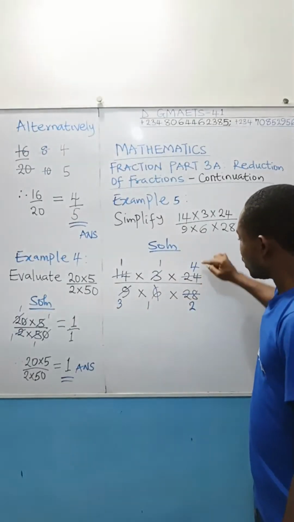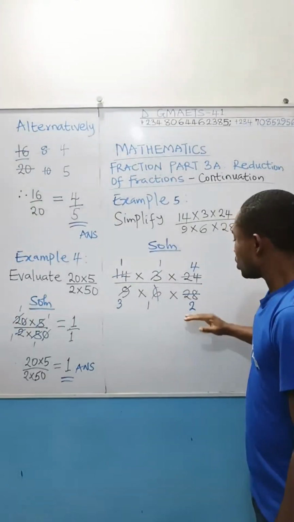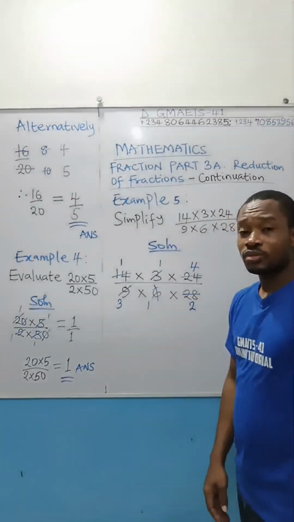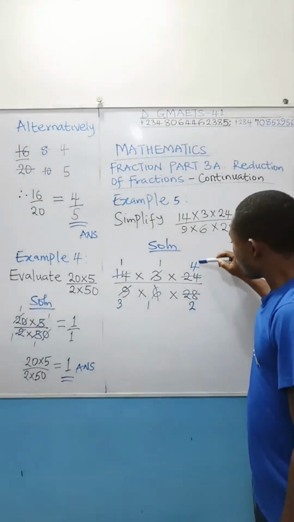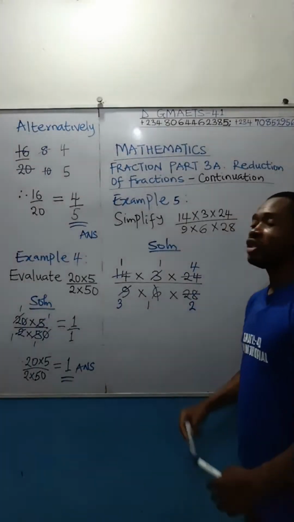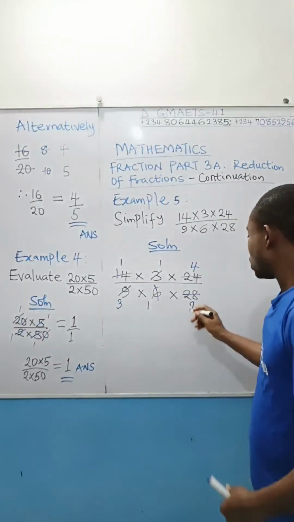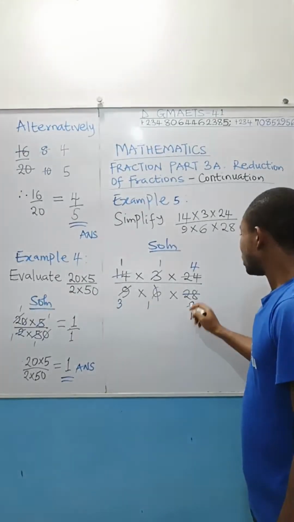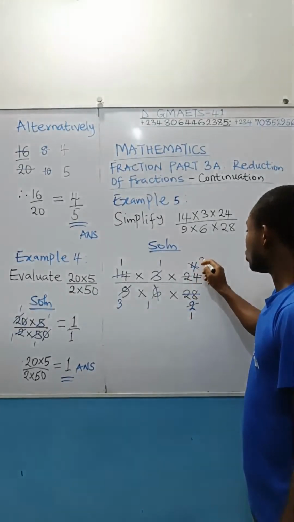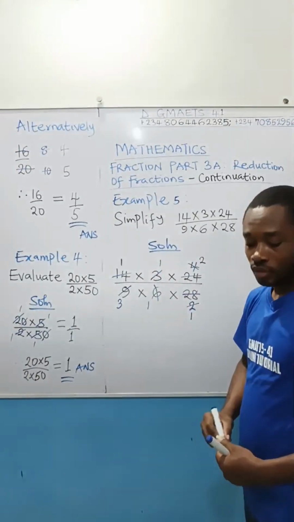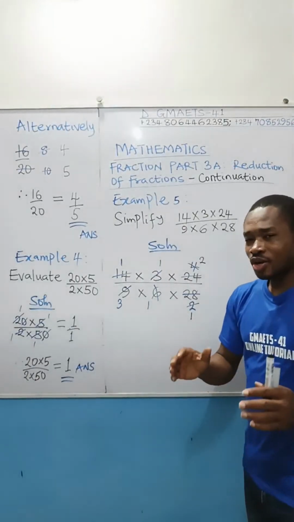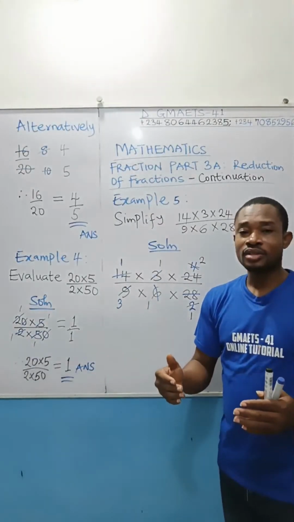But hold on. You have 4 in the numerator. You have 3 and 2 in the denominator. Something can still reduce. 4 in the numerator and 2 in the denominator, they have a common factor. 2 can divide 2 to give you 1. 2 can divide 4 to give you 2. I hope you're following what I am doing here, right?